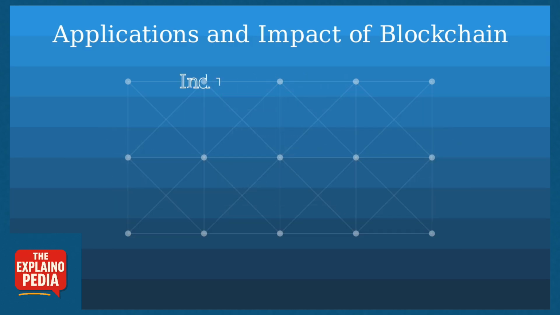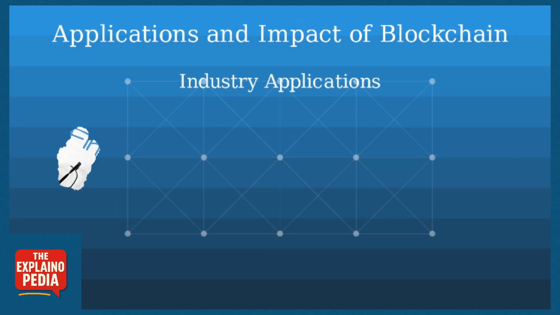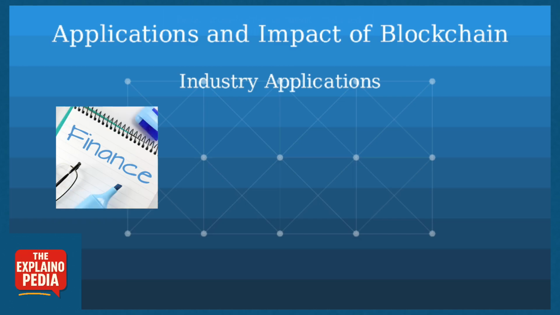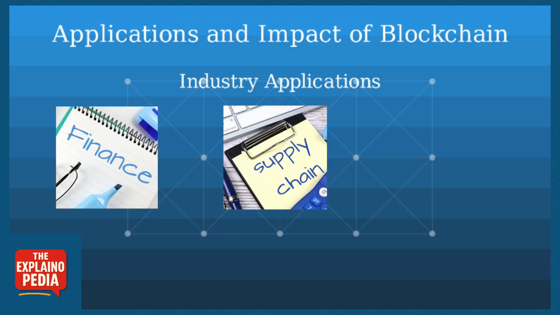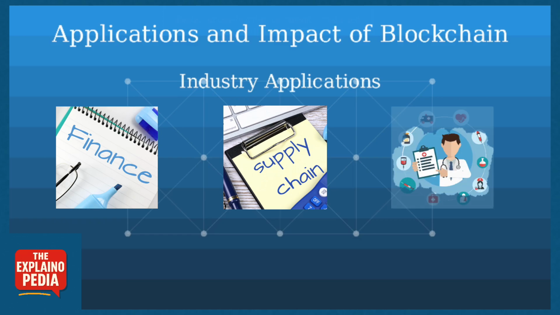Let's explore how various industries are leveraging blockchain technology. In finance, blockchain enables faster cross-border payments, reduces fraud, and creates new opportunities for asset tokenization. Supply chain management benefits from product traceability and authenticity verification throughout the entire production process. Healthcare organizations use blockchain for secure medical records and improve data sharing between providers while maintaining privacy.